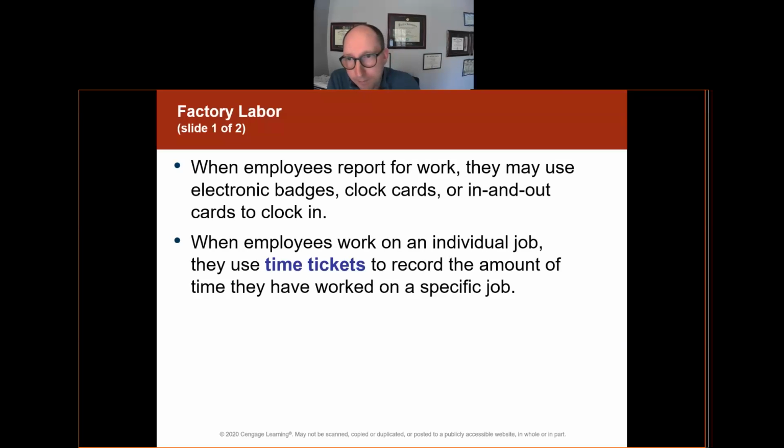So what about labor? As I said, for each job cost sheet, we track the direct materials used for each job and the direct labor used for each job.